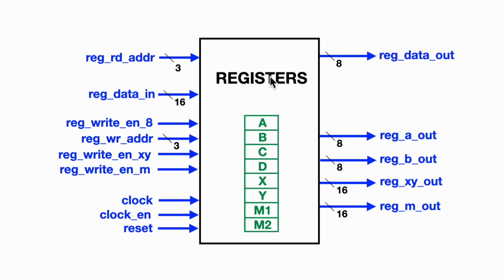And then the register unit has a 16-bit data input. And we have 2 enable lines, one to load the XY register pair and the other to load the M register pair. And we are also getting out the M register and the XY register combinationally. So we'll be using these to compute a value that will then be loaded in using the data input.